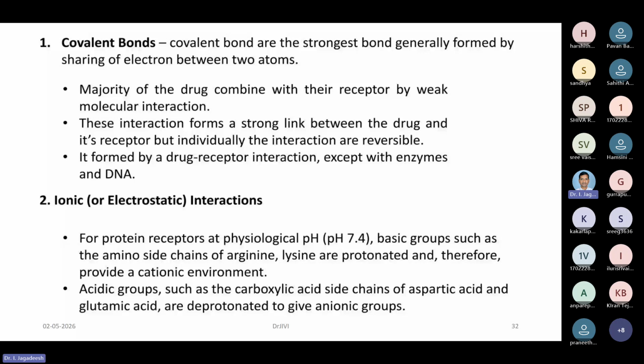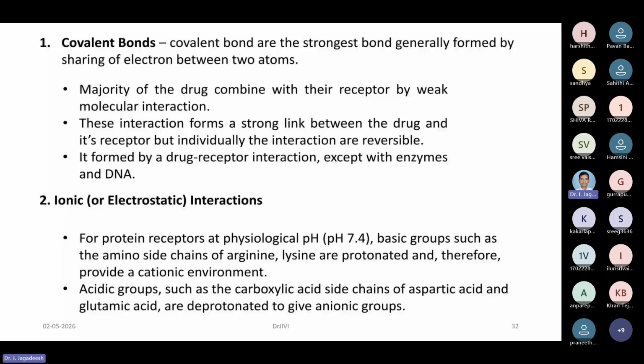We don't expect a permanent bonding in the drug receptor complex. That is not a requirement. So it should have association and also dissociation. The first bond, which is the strongest among all, is the covalent bond. You have already learnt this in organic chemistry. Covalent bonds are the strongest bonds, generally formed by sharing electrons between two atoms. That is the reason it is the strongest bond.